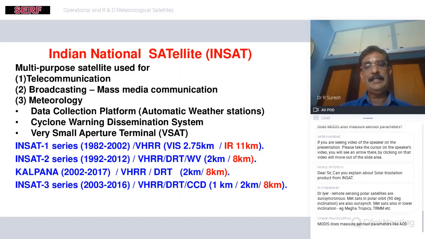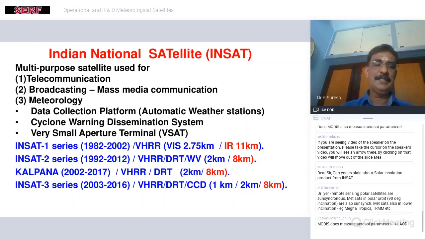Then there is another communication type, that is VSAT, very small aperture terminal, which has very low speed, maybe 256 kbps, 64 kbps, only that order, if I am right. In the 1980s, the internet technology was not that evolved, and mobile technology was not at all in vogue. So for communicating to remote places, this was considered the best tool. So VSAT was conceived by the INSAT series. The sequence and series of INSAT has been tabulated over here.